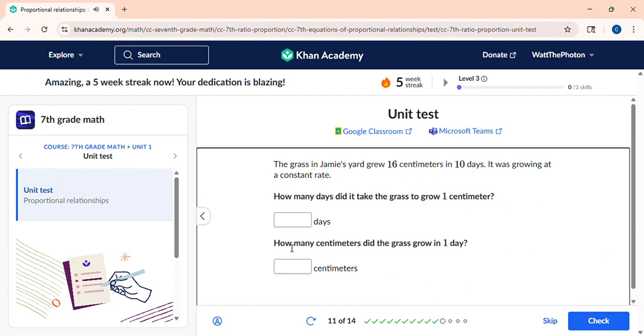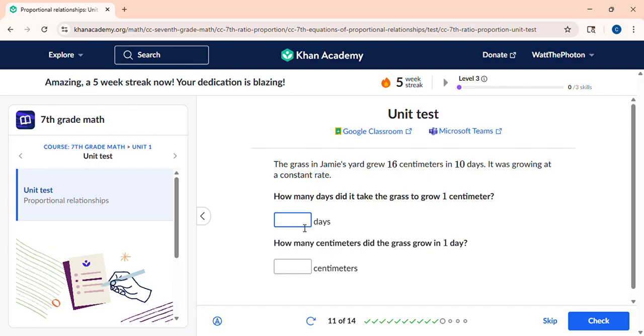The grass in Jamie's yard grew by 16 centimeters in 10 days. It was growing at a constant rate. How many days did it take for it to grow 1 centimeter? So 16 centimeters in 10 days. So 16 divided by 10 is 1.6. That would be 10 over 16, 5 over 8. That's 5 times 1.25, 0.125. That seems right. Multiply that times 5, 6.625. How many centimeters did the grass grow in 1 day?